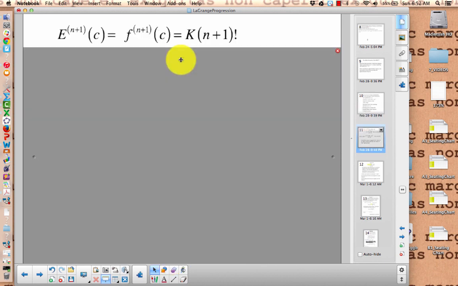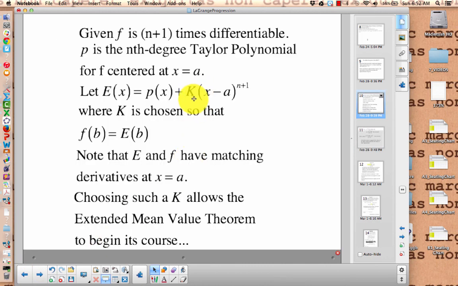So the extended mean value theorem says if two functions have the same values at endpoints a and b, then you can find a place between a and b where the derivatives are equal. And since f and e are n plus 1 times differentiable, we can do this n plus 1 times. What happens to e after n plus 1 derivatives is everything disappears except for the k and the powers of n plus 1 and n minus 1 that came down by doing the power rule.